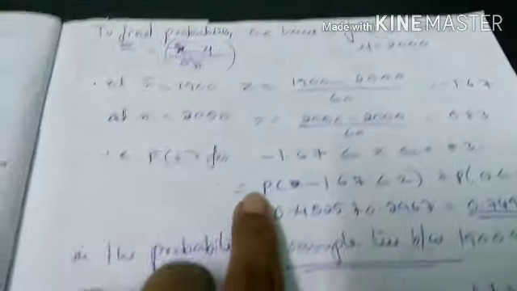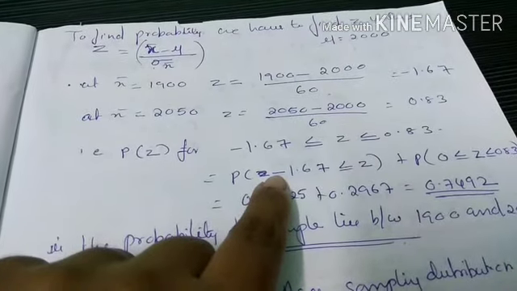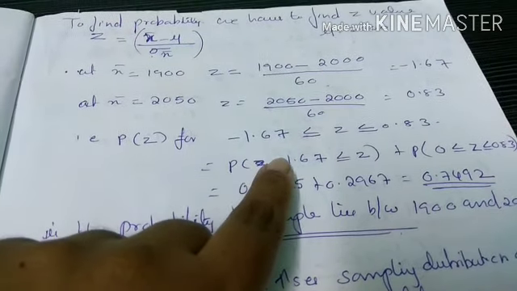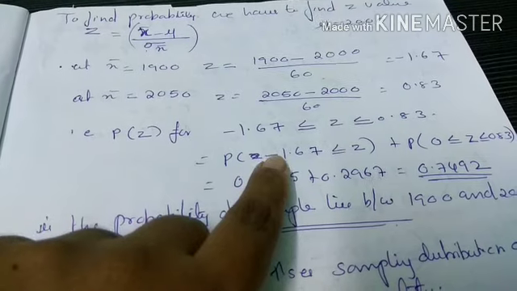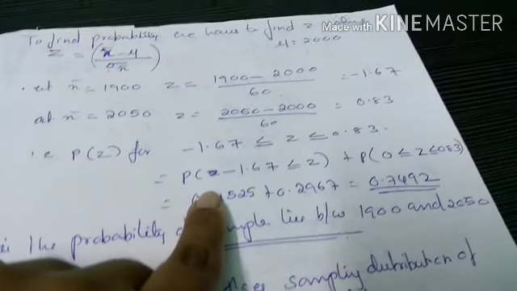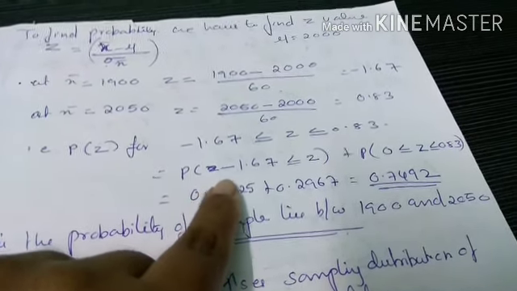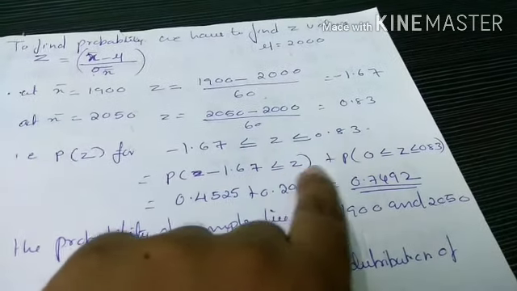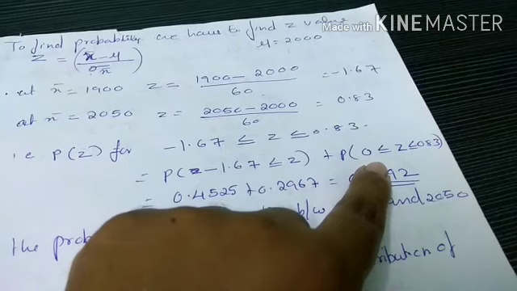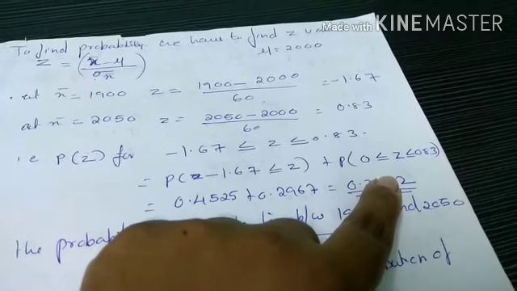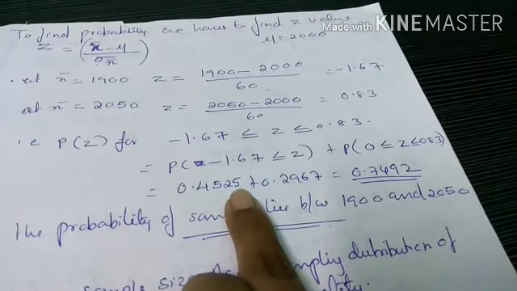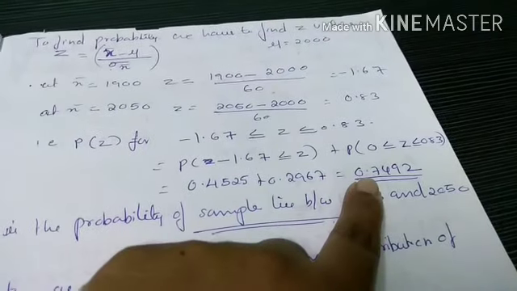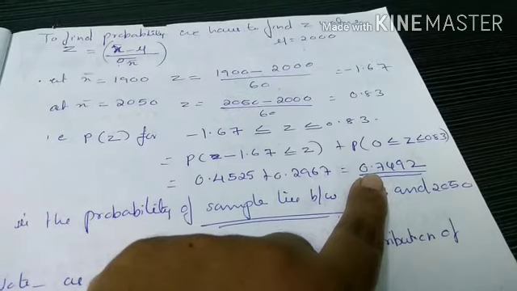We get P of Z as minus 1.67 less than or equal to Z less than or equal to 0.83. So we have to split this into two as P of minus 1.67 less than or equal to Z less than or equal to 0, plus P of 0 less than or equal to Z less than or equal to 0.83, and we have to add these since these are of opposite signs, and we get the probability of 0.7492.